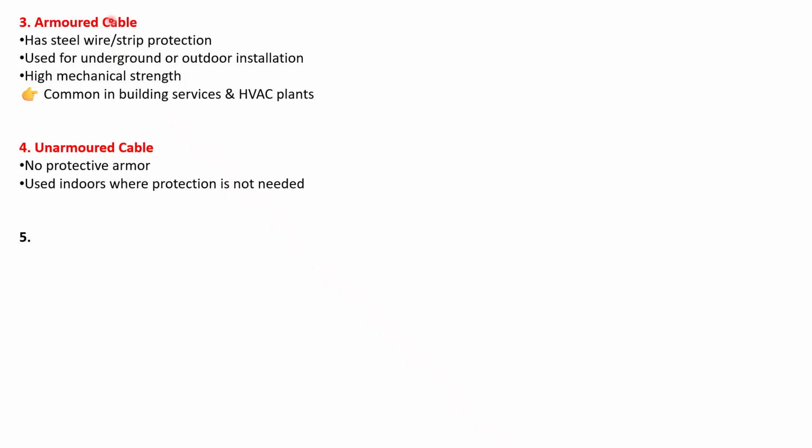Friends, cable can be armored or unarmored cable. Armored cable has steel wire or strip as a protection, metallic protection, used for underground or outdoor installation. They have high mechanical strength, common in building services and HVAC plants. Unarmored cable, no protective armor, used indoors where protection is not needed.